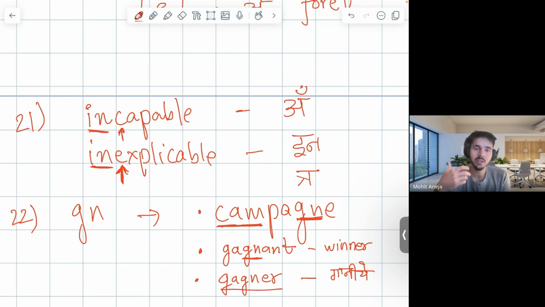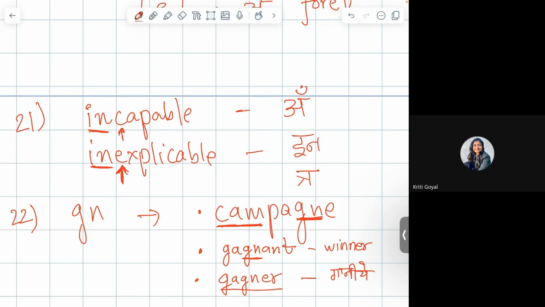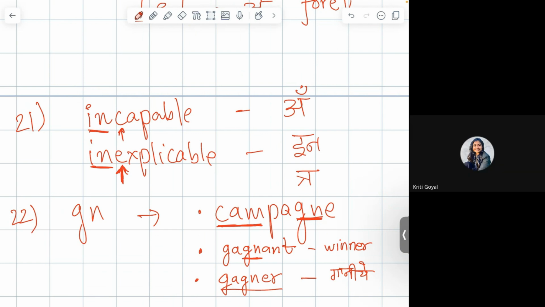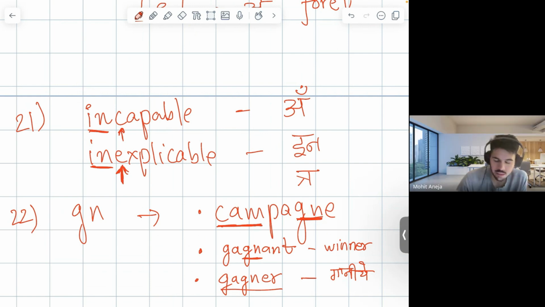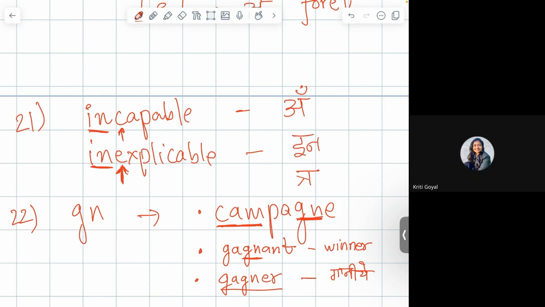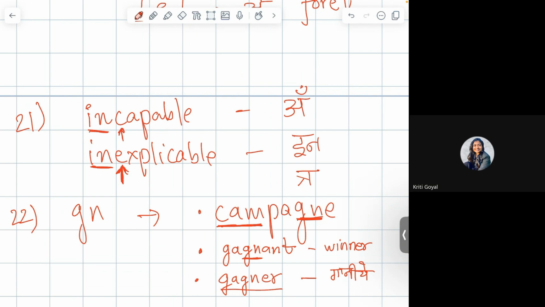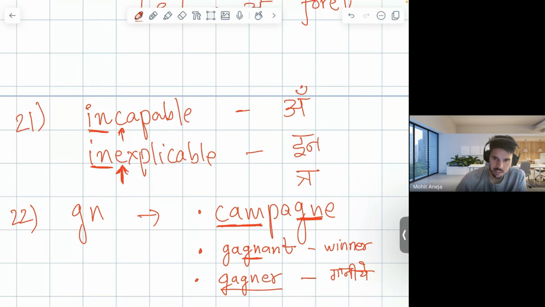So you have to read these words yourself as well. Kriti, please read these two words for me one by one. Incapable. It's not capable, it's capable. Yes, there's a after C. It's incapable. Very nice. Yes. Inexplicable. That is the in- difference that I'm teaching. It's inexplicable.